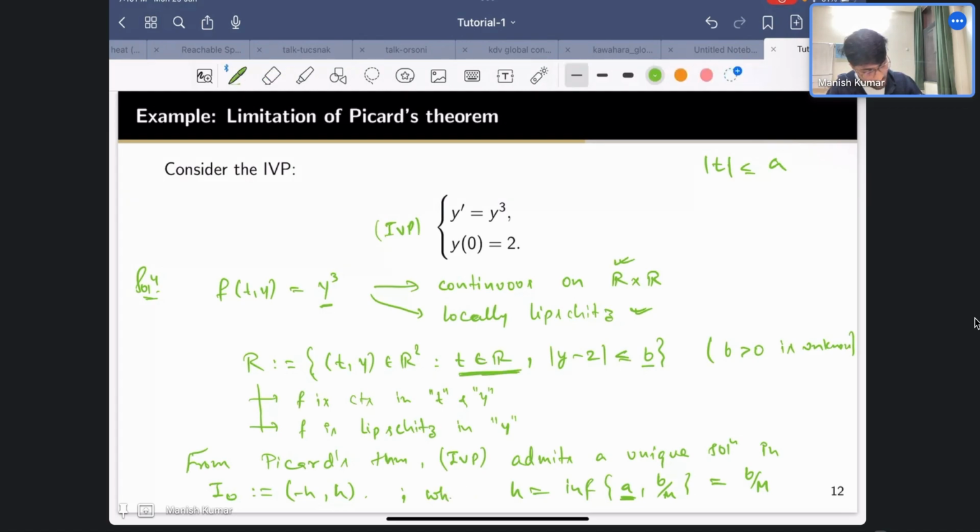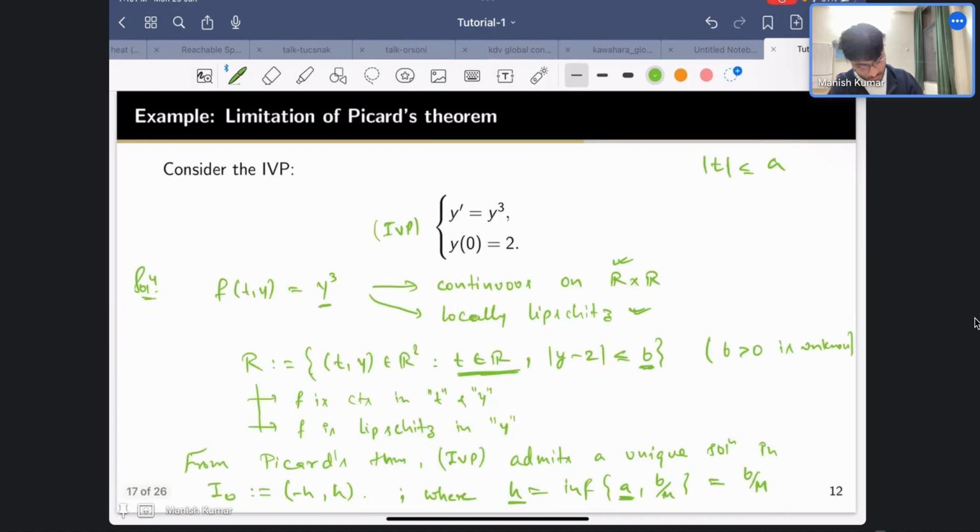So what we want to do is find the maximum interval where the solution exists. Okay, so we want to find the whole interval where the solution will exist. By Picard's theorem, we are getting h as b by m, where b is not known to us and m will depend on b, the domain. Okay, so let us calculate what m will be.